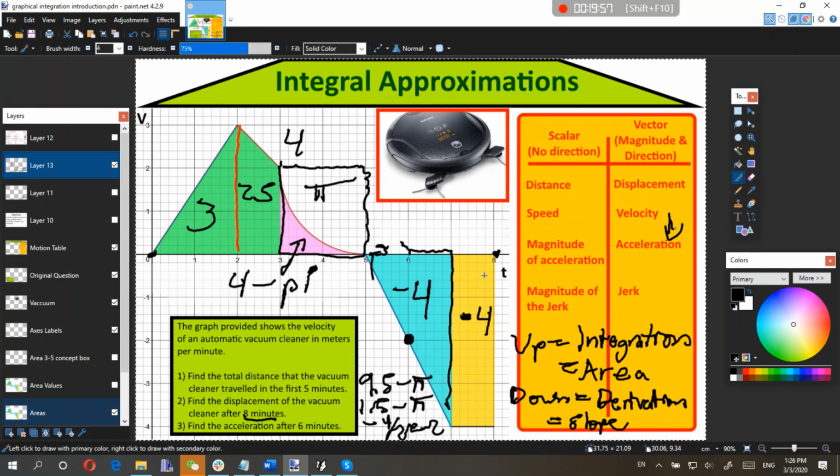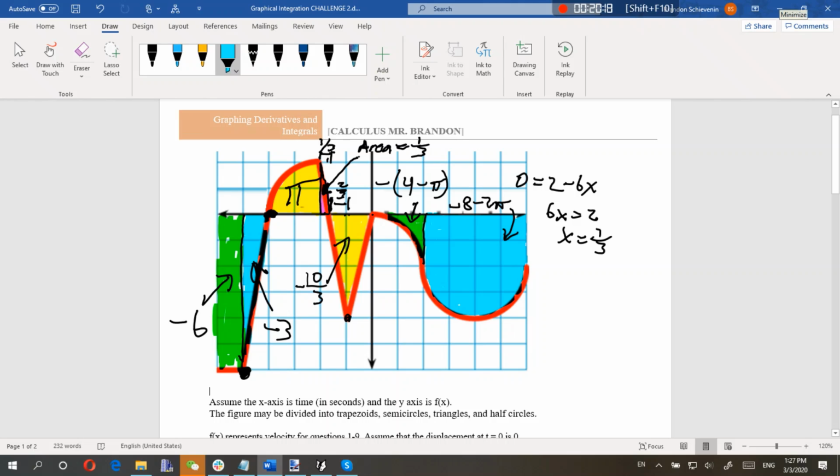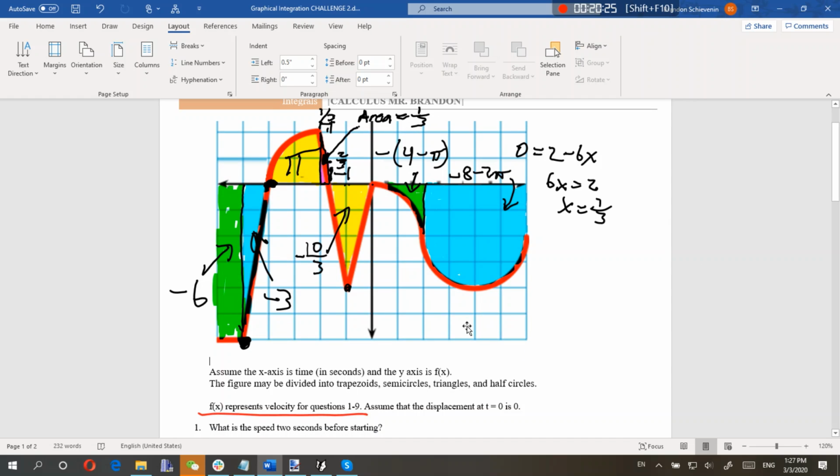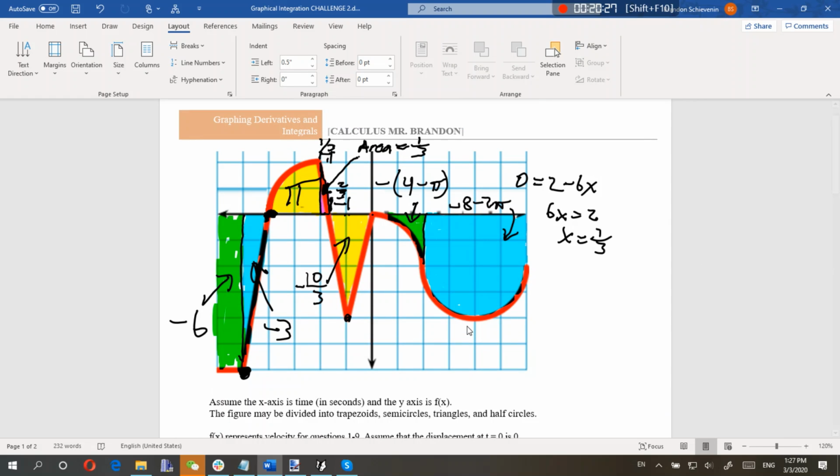You can see in order to get from velocity to speed, I am not deriving and I'm not integrating. I'm just going sideways. Anytime you go sideways, you'll need to take an absolute value. Speed is velocity without direction, so if it's negative, it would be positive. So here I am at 2 seconds before we started.